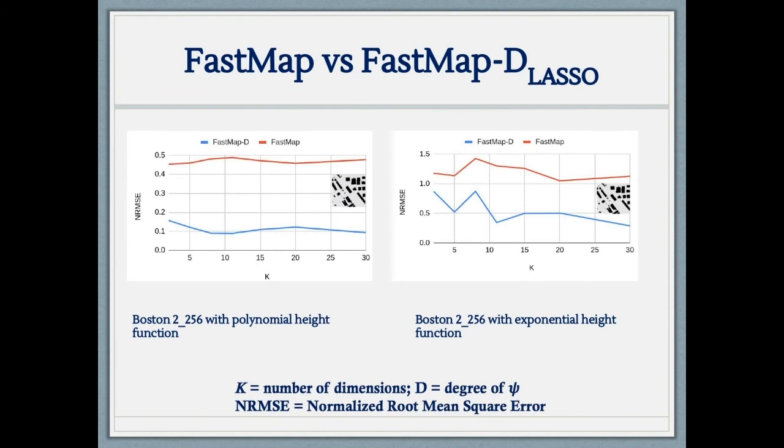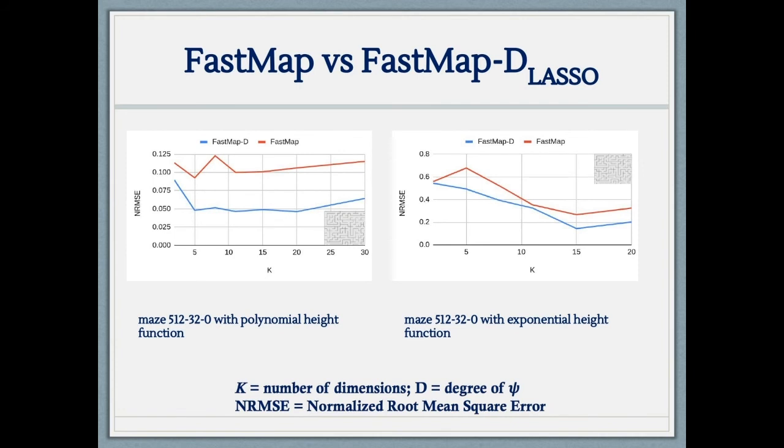This graph comes from a slice of Boston city map. We see similar trends here, but notice that in the exponential height case, embedding only the average distance results in an error greater than 1.0. This means that the standard deviation of the error is larger than the average path distance in the graph. However, with FastMapD, we are able to bring it down to 0.3.